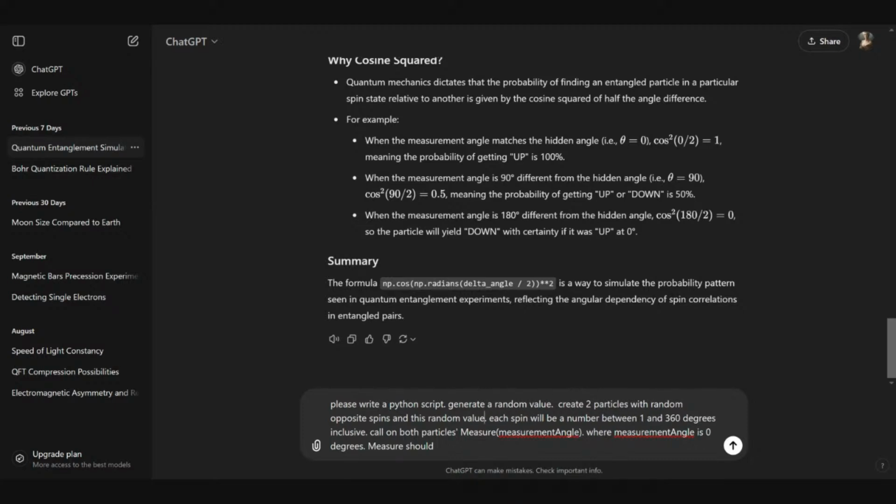So you have the random spin and the value. Each spin will be a number between 1 and 360. Call on both particles measure, where measurement angle is 0. Measure, what should it do? Well, it should take the spin, and based on the spin it should decide, but then based on the random value it should decide on top of that what to do.